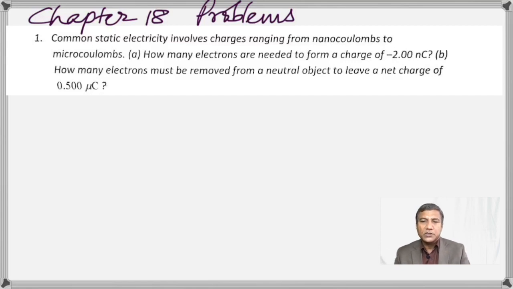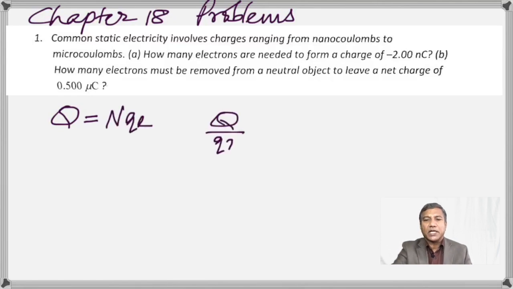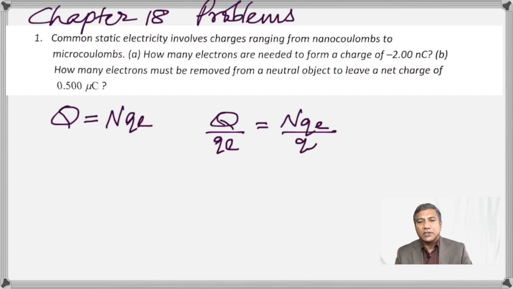So you're given the total charge, which is negative 2 nanocoulombs, and you know the charge of an electron. So what we've got to do is just divide the total charge by the charge of the electron, as given by this formula. Q is equal to N Q sub E, where N is the number of electrons to be removed, and Q sub E is the charge of an electron. So rearranging that, you get the number of electrons as the charge divided by the charge of an electron.